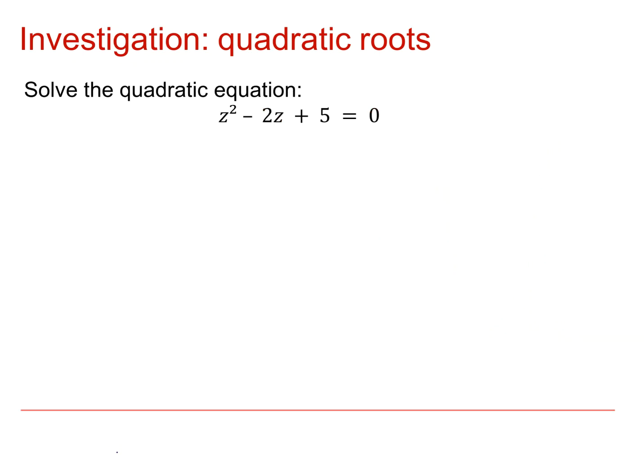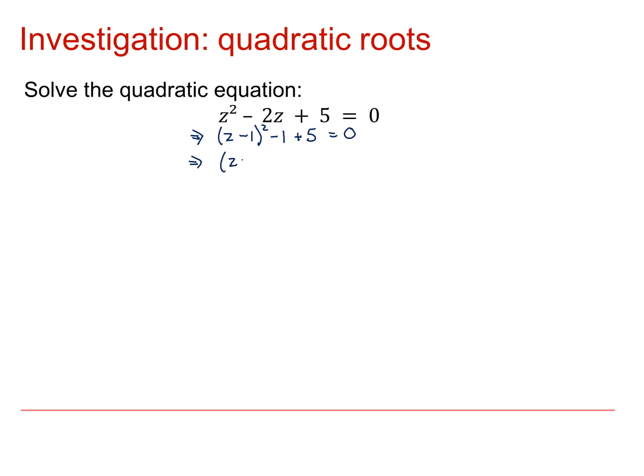Let's see what happens for a quadratic equation with complex roots. For practice, pause the video while you solve this by completing the square. OK, completing the square gives (z - 1)², that's z² - 2z + 1, so we'll take off that 1 and then add the 5.